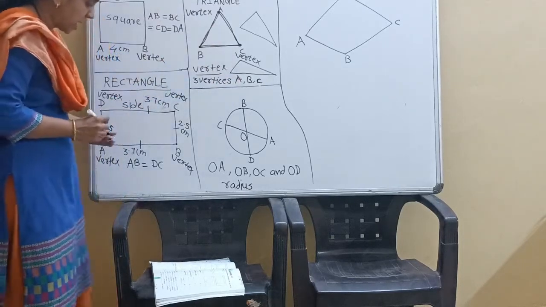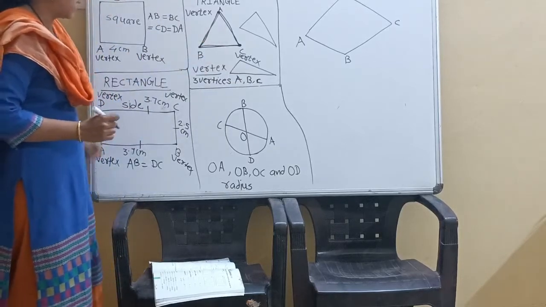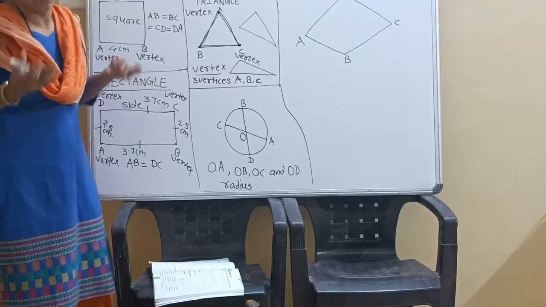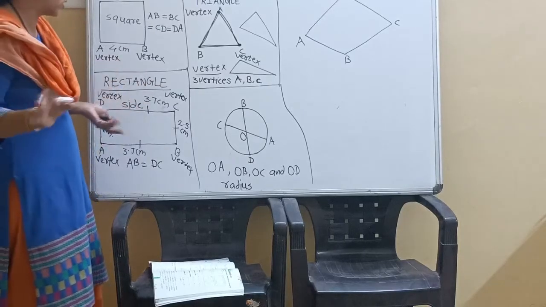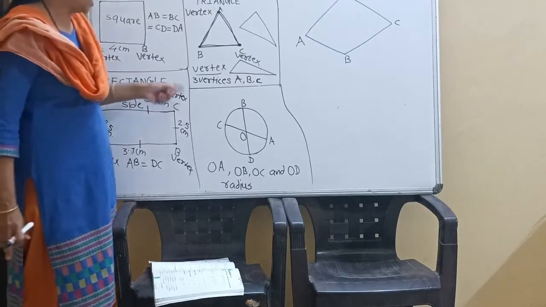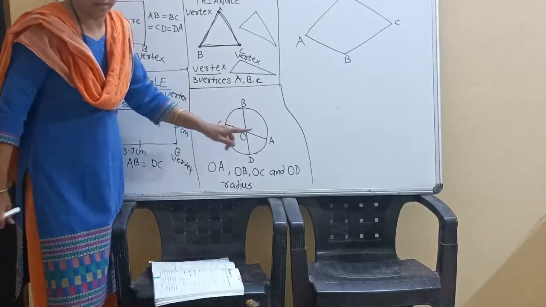Now these are the sides. 3 sides are there, and they need not be equal. Sometimes they are equal, sometimes they are different. No problem at all. Now see, the fourth two-dimensional shape is called a circle.